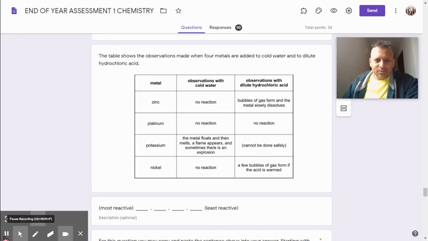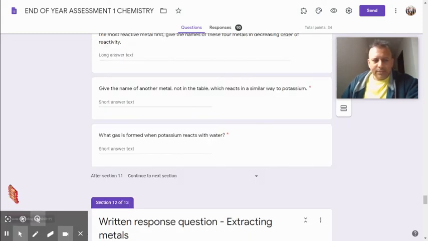And then you've got the difference between zinc and nickel. That means you've got bubbles of gas as opposed to a few bubbles of gas. So zinc would be the second most reactive, and finally nickel would be the third most reactive. So your final order would be potassium, zinc, nickel, platinum. Several answers could be given.